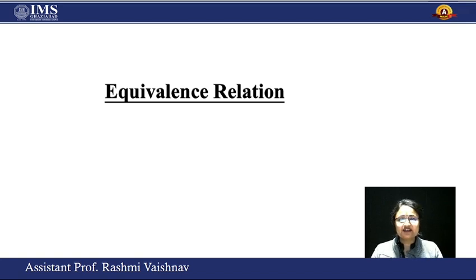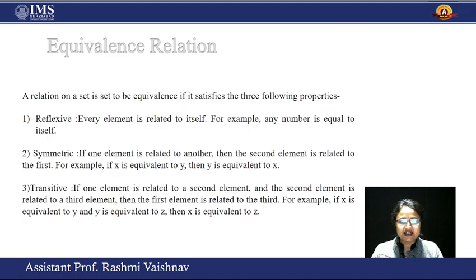Today my topic is equivalence relation. This topic basically belongs to Mathematics 2, or you can say discrete mathematics also. Yes, let's start the topic. Equivalence relation. Basically, what is an equivalence relation? It's a special case of a relation in which three properties can be verified: reflexive, symmetric, and transitive. Let's dive into this.